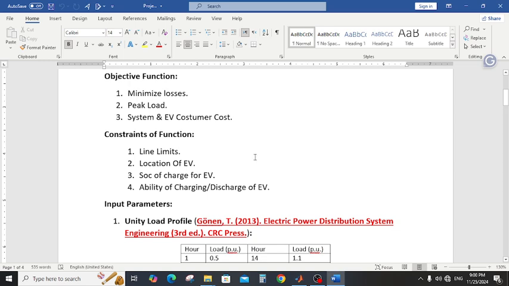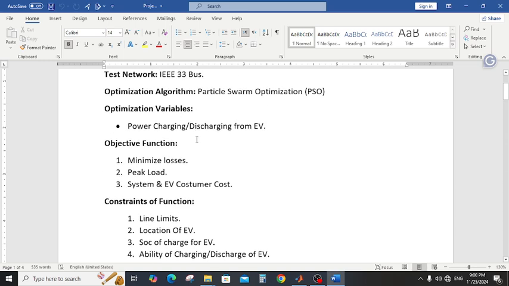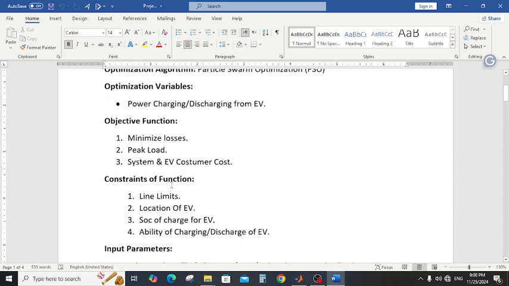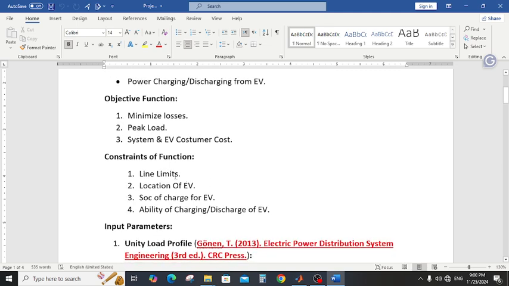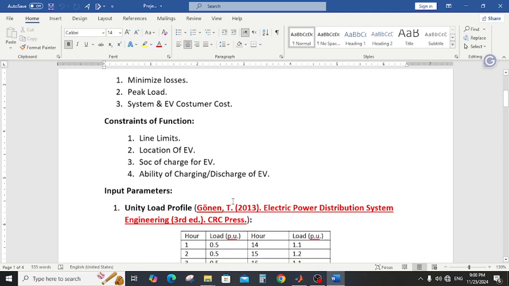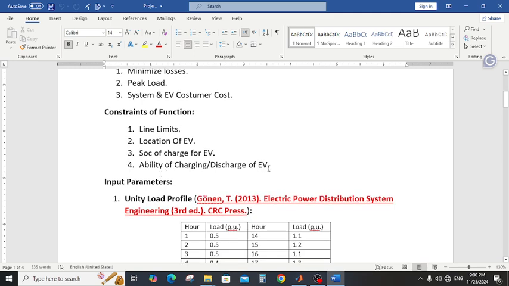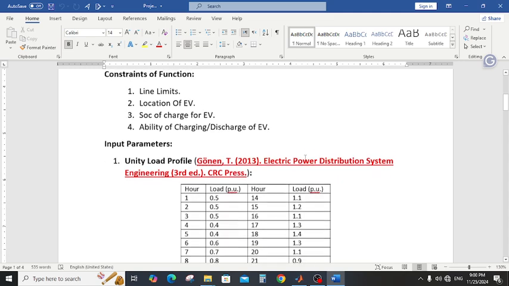During our optimization, we have constraints on the function: the line limit, meaning the line between two buses has a limit rating and it should not reach that rating. The location of EV should also be taken into consideration, along with the state of charge for EV and the ability to charge and discharge in the EVs.